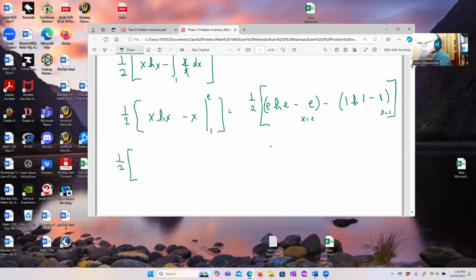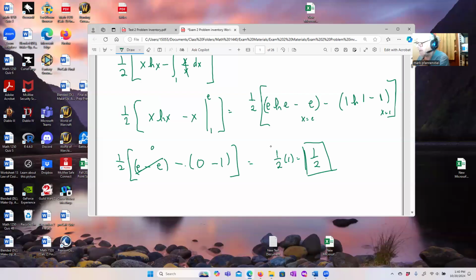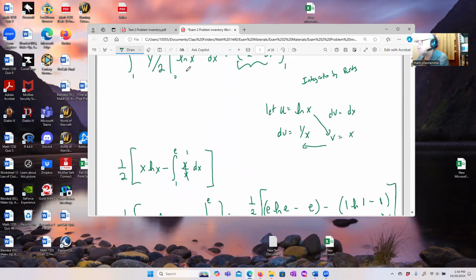Okay, and then we have e times the natural log of e. That's just e. Natural log of e is 1. Minus e. Well, that's odd, but that's going to be 0. Minus, and then the natural log of 1 is going to be 0 minus 1. So this piece here goes off to 0. We have a negative of a negative, so we just end up with 1/2 times 1, which is 1/2. There you go. So that is how you deal with that integral.